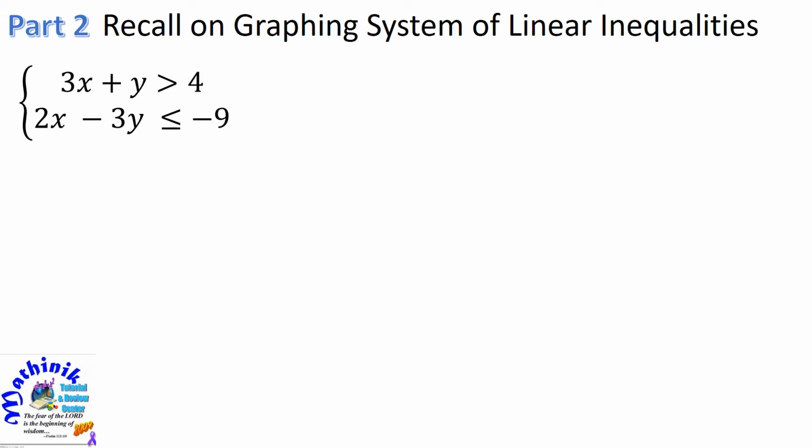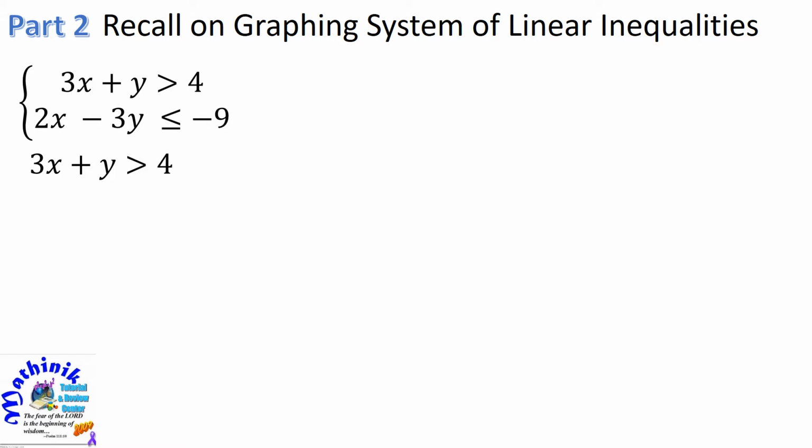Graphing system of linear inequalities uses the same method as solving system of linear equations by graphing method. So we will graph the two inequalities separately, identifying their solution, and the solution to our system of linear inequalities will be the common solution to the two inequalities, or we say the intersection of the solutions to the two inequalities in the system. Let us start with the first inequality, that is 3x plus y is greater than 4.